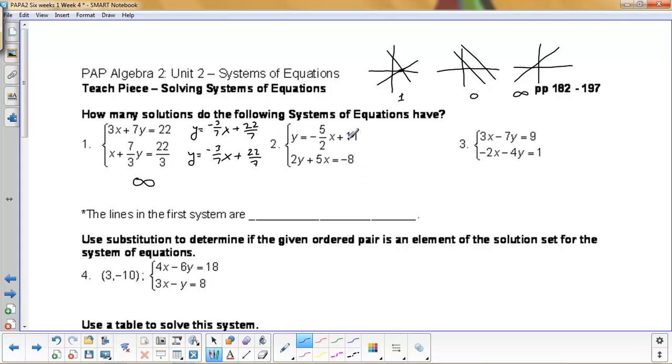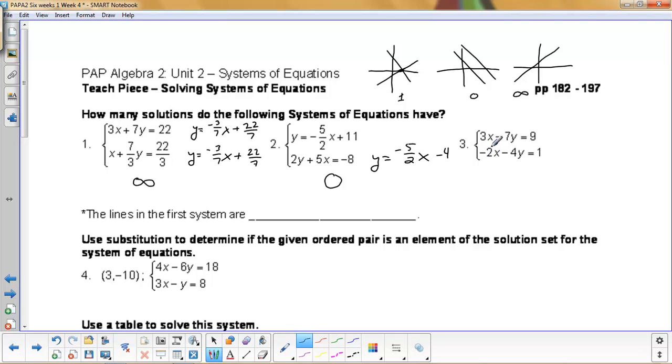Noticing that this one is already solved for y, I will simply solve this one for y as well. Subtracting 5 and dividing by 2 in the second equation will give you the following equation. Negative 5 over 2 x minus 4. Slopes of these lines are identical, just like in example number 1. However, the y-intercept is now different, which means rather than two lines on top of one another, we have two parallel lines. The number of solutions here, 0.